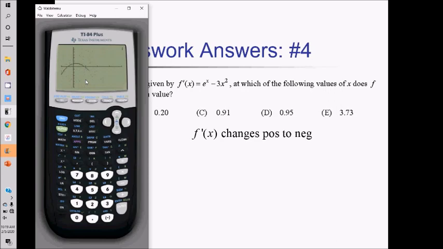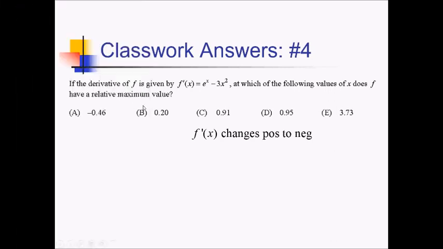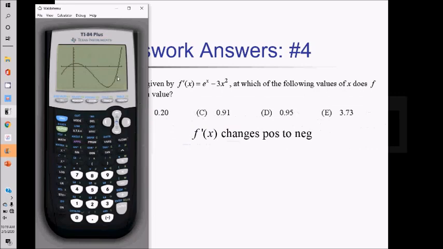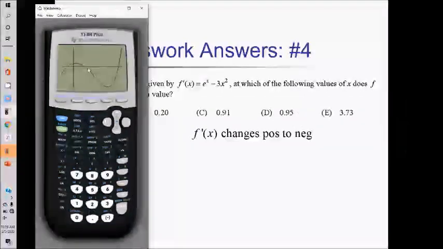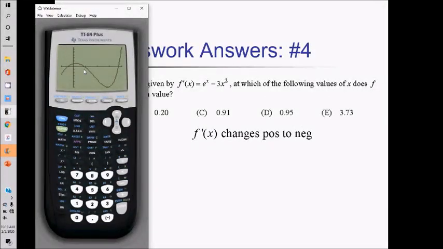So there is my f prime. And I see that I'm going from, let's see, I wanted a relative max. So I'm going from positive to negative at only one spot, this spot right here. Let me do second trace option 2 and figure out where that is.